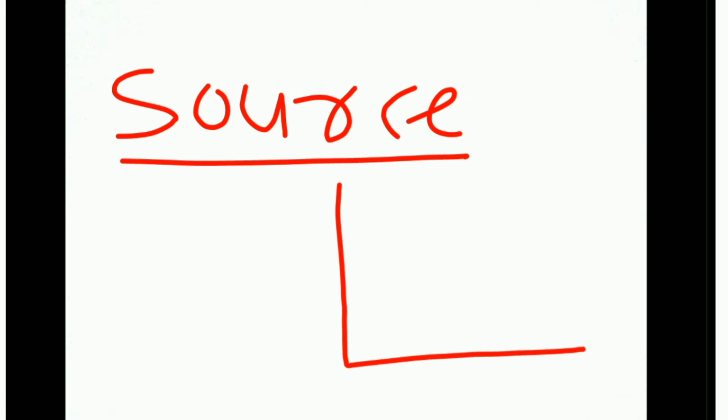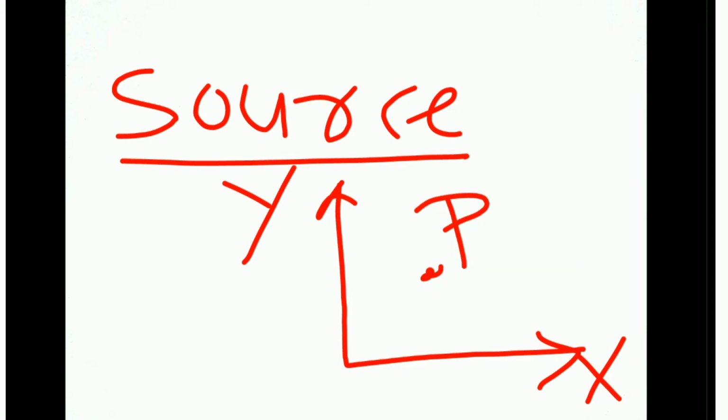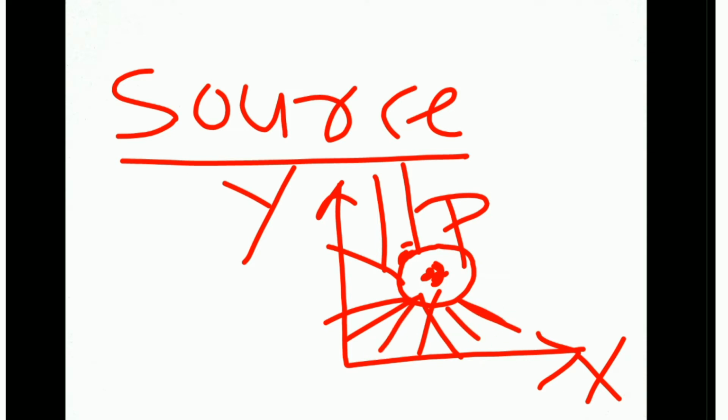Suppose this is the x axis and this is the y axis. In this plane, suppose this is a point P, and this point P is the source. This source is a point from which liquid is emitted radially and symmetrically in all directions of this xy plane. This is known as the source.